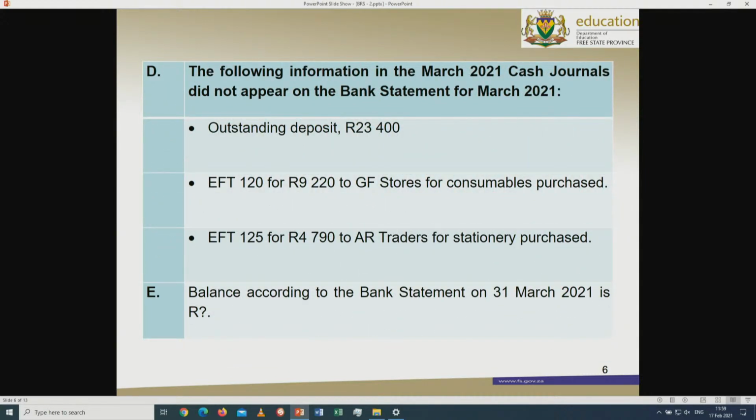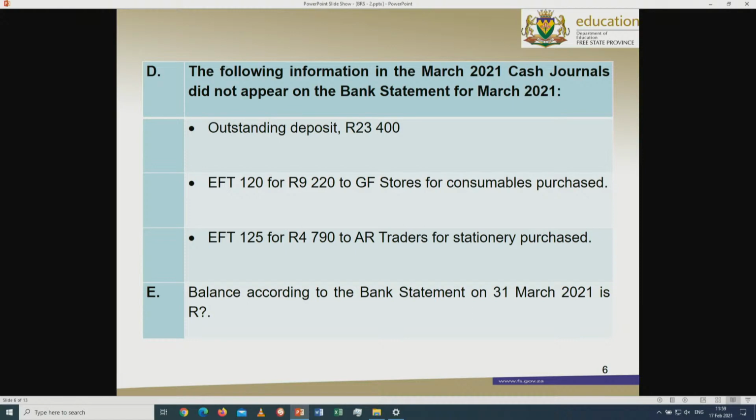Let's move to the next one, information D. The following information in March 2021 cash journals did not appear in the bank statement for March. Remember, with information C, they appeared on the bank statement and not in the journals. With information D, they appear on the journals but did not appear on our bank statement.